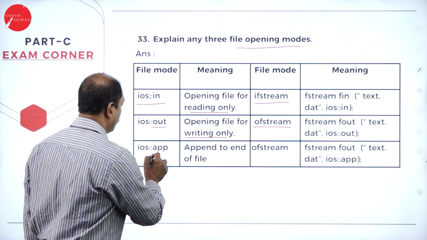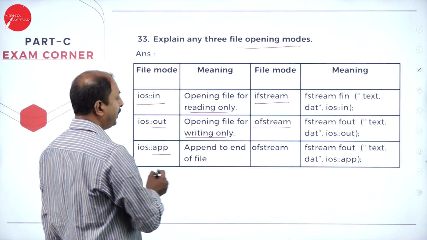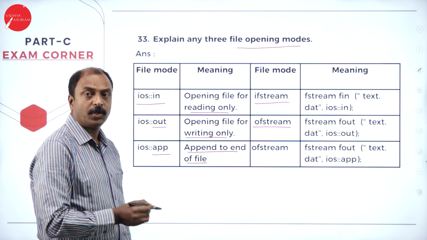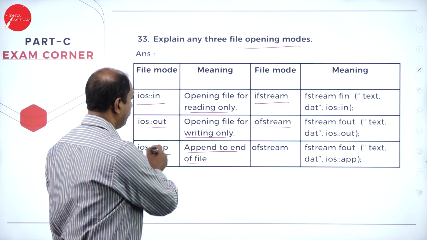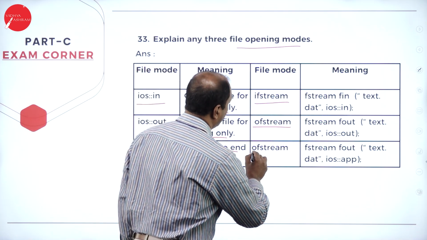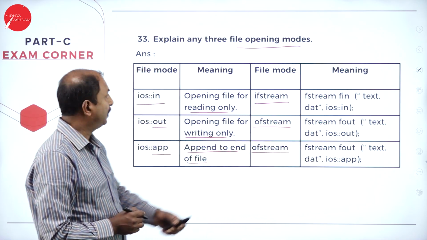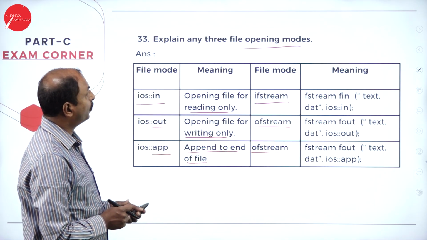And here ios::app, again, append to end of the file. So any data to be added at the end of the file, that is app mode. And again, it belongs to the class ofstream. So this is an example. So these are the 3 different file modes.